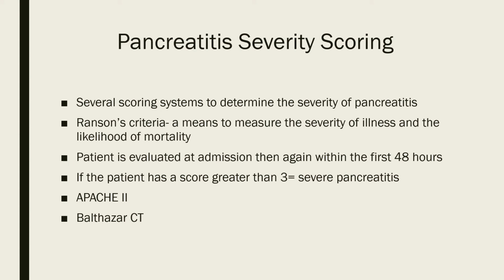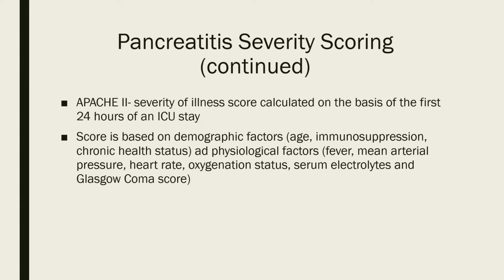There is also the APACHE II and the Balthazar CT. These are all scoring systems. With the APACHE II, the severity of illness is calculated on the basis of the first 24 hours of an ICU stay. So again, this is a patient who is sick enough with pancreatitis to be in the ICU. We are not going to score them on admission, either in the emergency room or in the ICU. If we are using APACHE II, we do not get that score until after they have been in the ICU for 24 hours after admission.